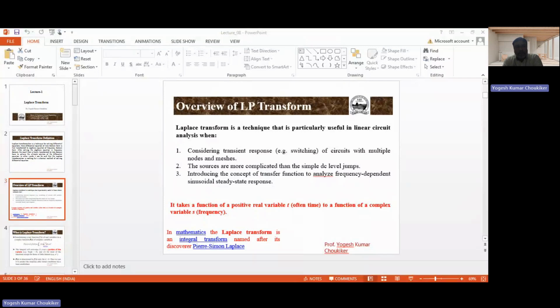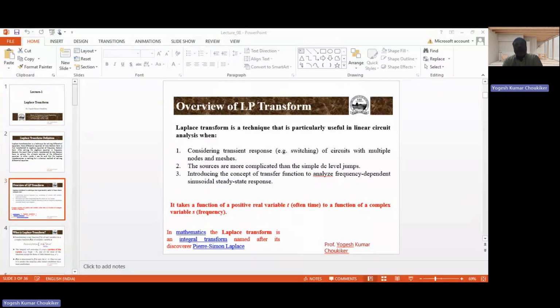Likewise, we take the example of the cosine function. Then again, the Laplace transform of the cosine function is s divided by s square plus omega square. So with the use of some of these functions, we can apply the Laplace transform, and then we get a solution in the frequency domain.